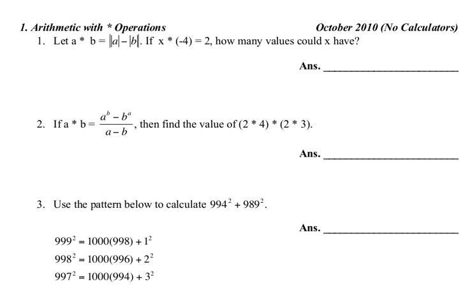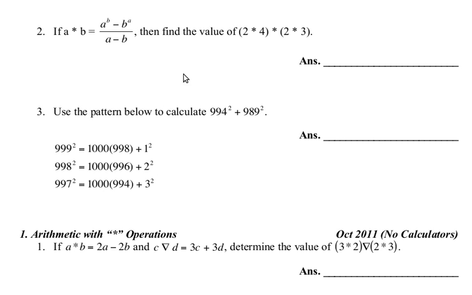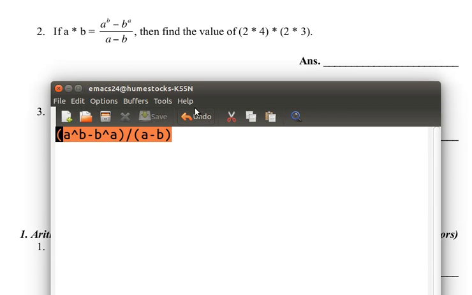Morshak, and today we are doing another Math League problem from October 2010, round 1, problem 2. If A star B equals (A to the B minus B to the A) over (A minus B), then find the value of (2 star 4) star (2 star 3).